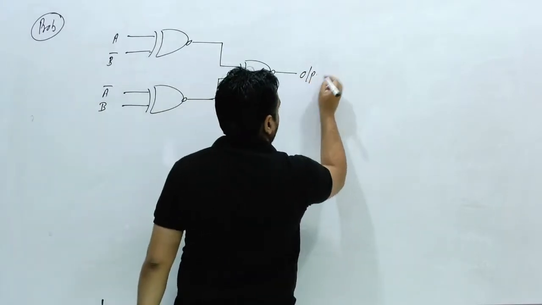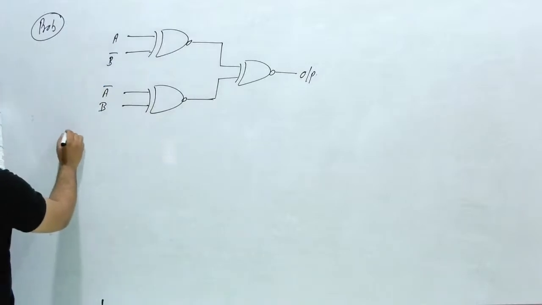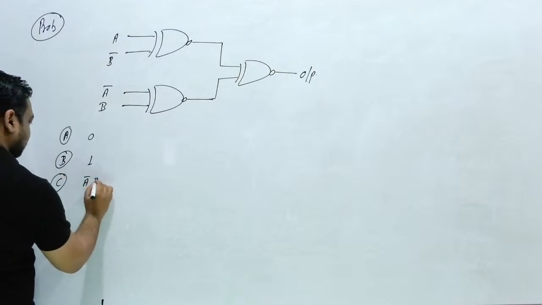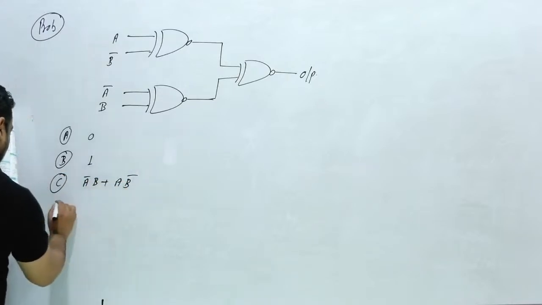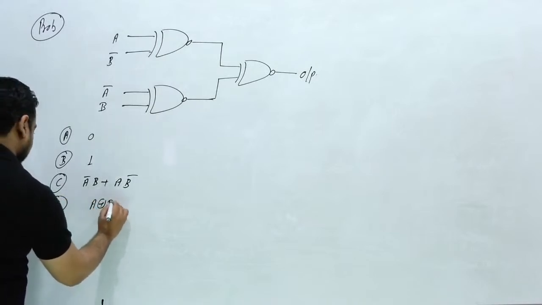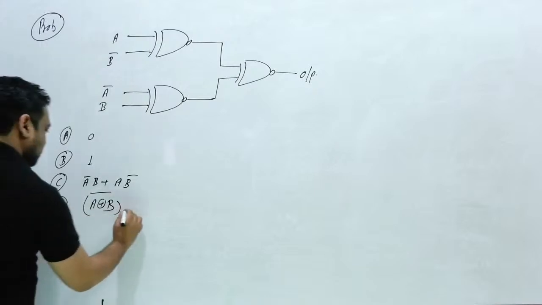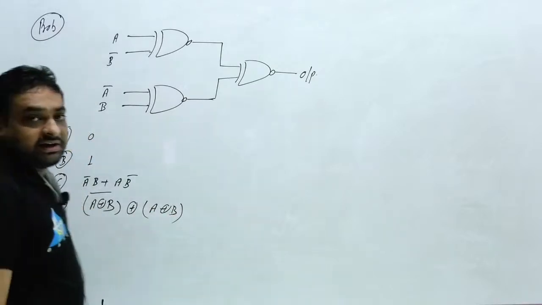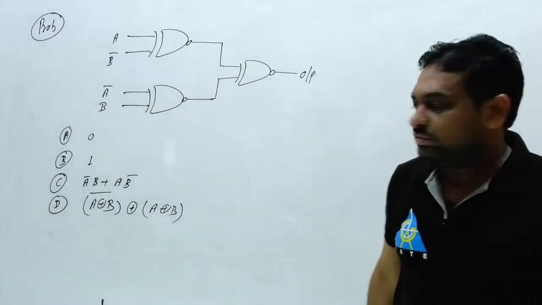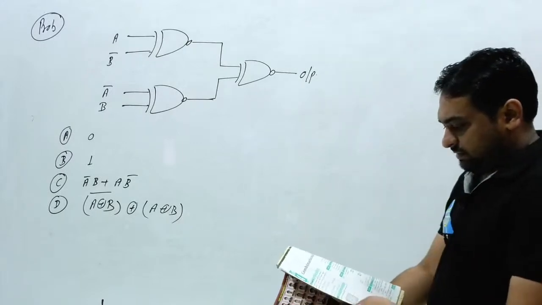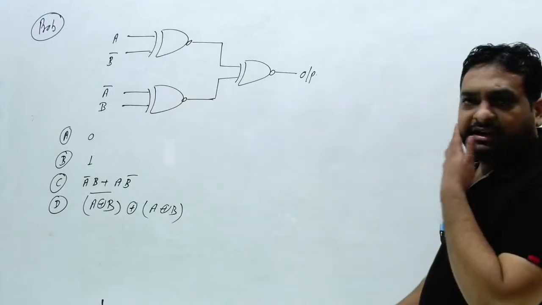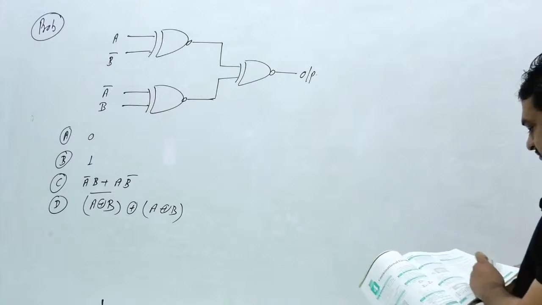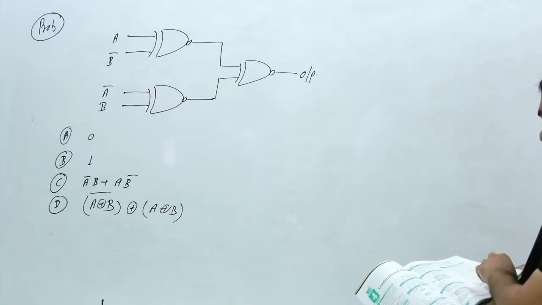What will be the output function? Four options are provided. The first option is 0, the second is 1, the third is A bar B plus A B bar, and option D is (A XOR B) whole bar XOR with (A XOR B). This is a 1995 GATE question. I will conduct all the previous year questions in today's classes. You should try to solve it first by yourself and tell me the answer, then I will solve.